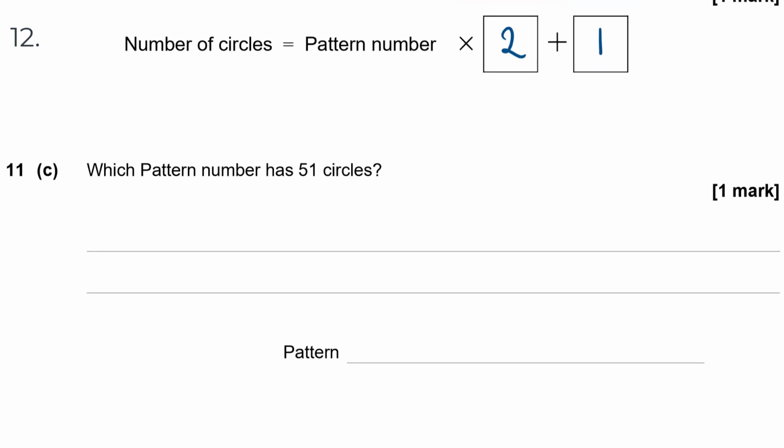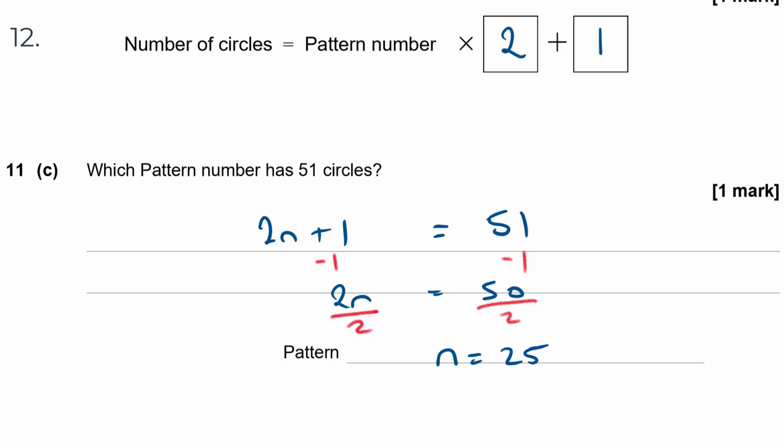Which pattern has 51 circles? Okay, so if the nth term is 2n plus 1, like we just talked about, and that is equal to 51, we can kind of solve that like a linear equation. Subtracting 1 from both sides is going to give me 2n is equal to 50, and then dividing both sides by 2 tells me that n is equal to 25, so it's the 25th pattern that has 51 circles.